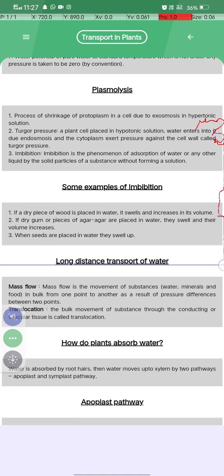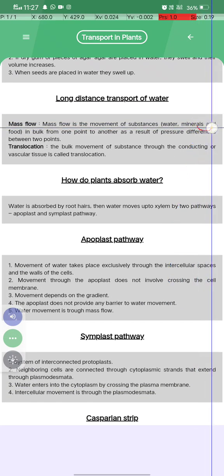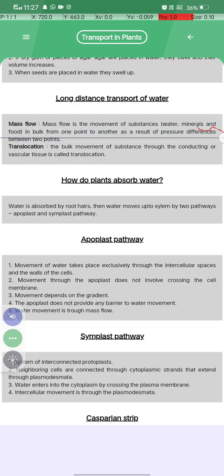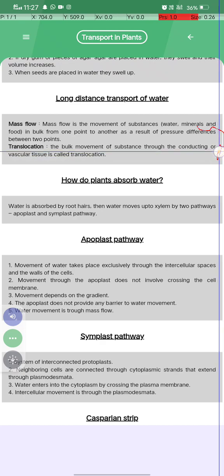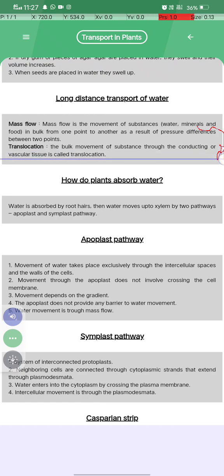Long distance transport of water. Mass flow. The mass flow is the movement of substances, water, minerals, and food in bulk from one point to another as a result of pressure difference between two points. Translocation क्या होता है? The bulk movement of the substance through the conducting or vascular tissue is called translocation.